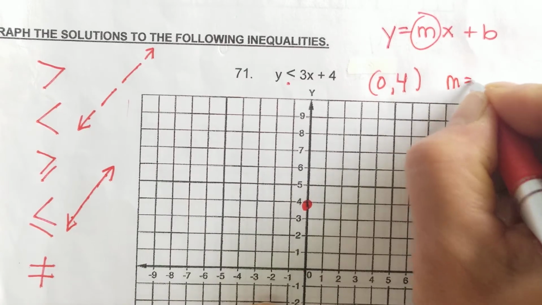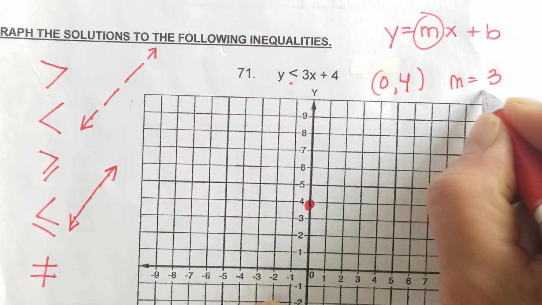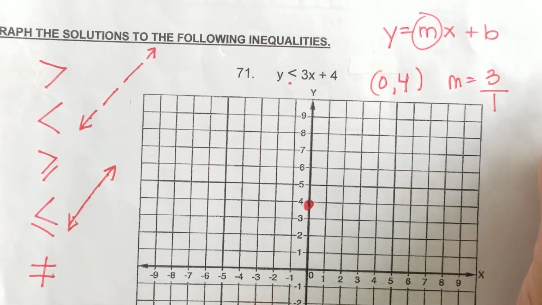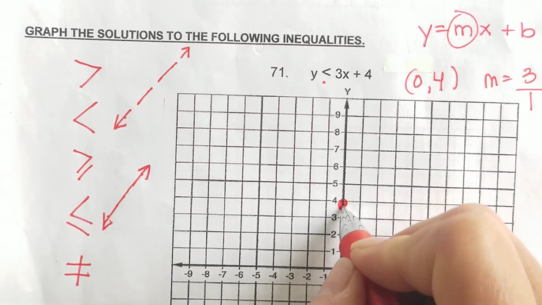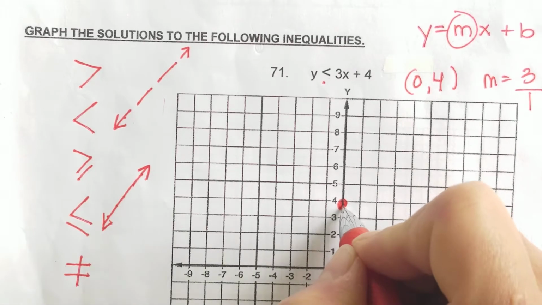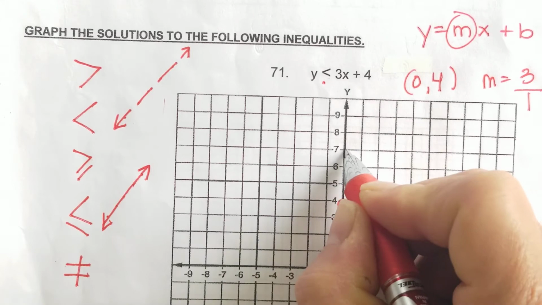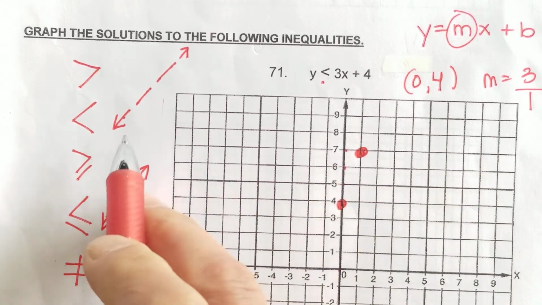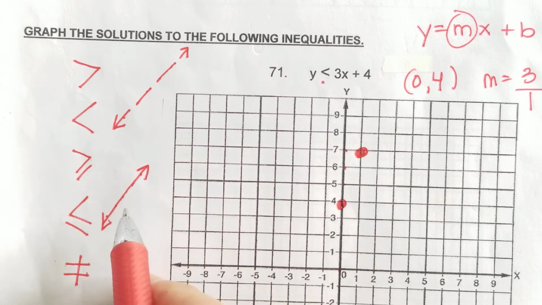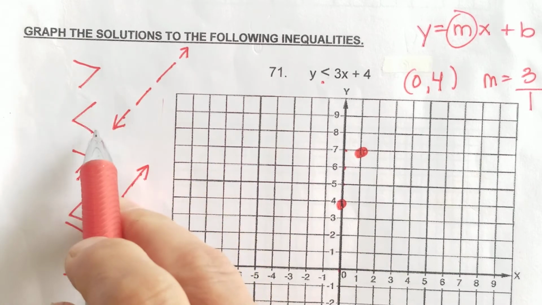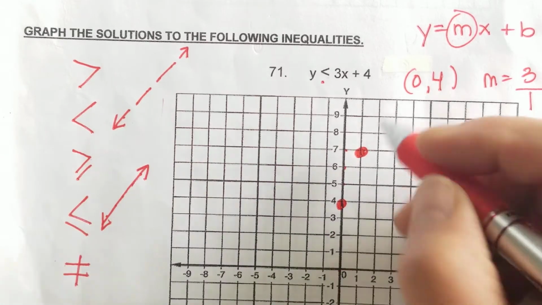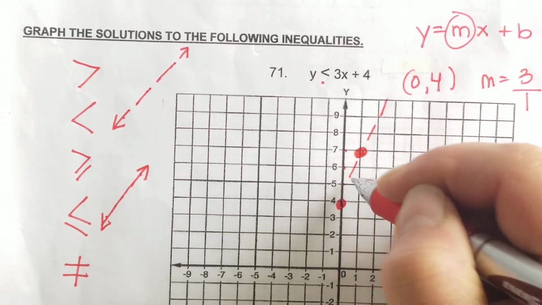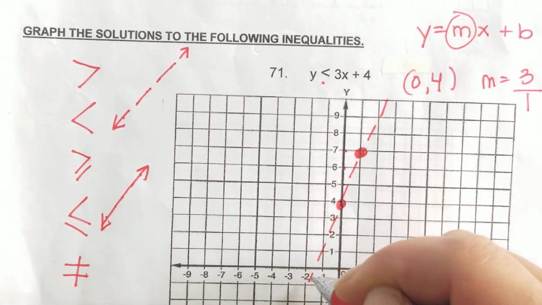So my slope is going to be 3 over 1. From my plotted point (0, 4), I'm going to rise 3: 1, 2, 3, and run 1. That's where I know my line is. Again, I check, is it dashed or is it solid? It's less than, so it's going to be dashed. So I'm going to draw a line that has some dash marks.